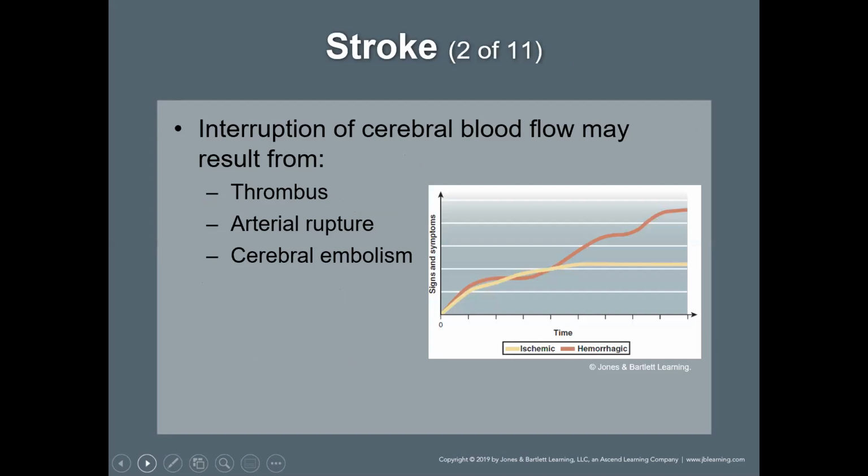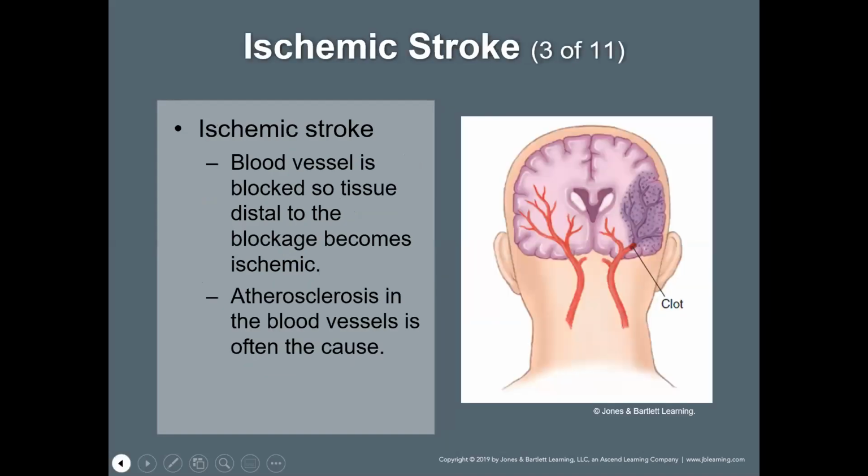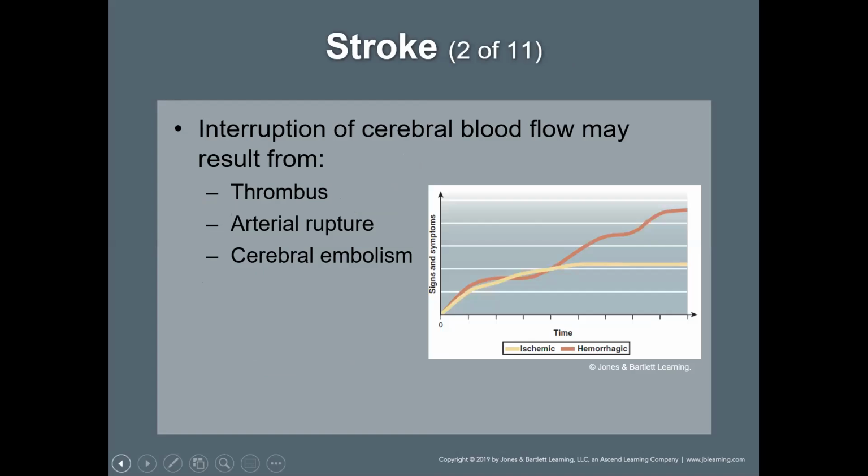So interruption in cerebral blood flow may result from a thrombus or a cerebral embolism. Those are ischemic reasons. An embolism is something that breaks off from somewhere else and travels to the brain, and once it lodges there, it's called a stroke.